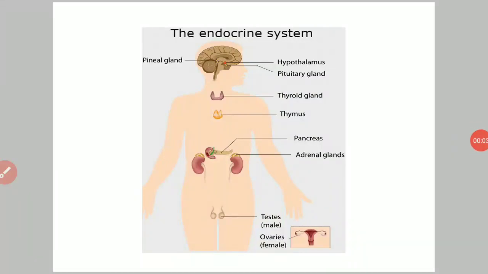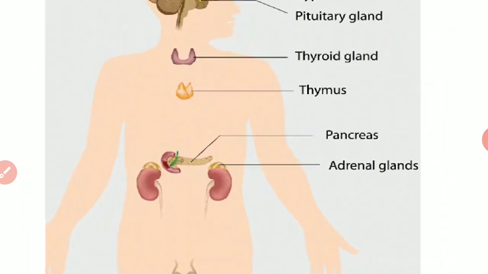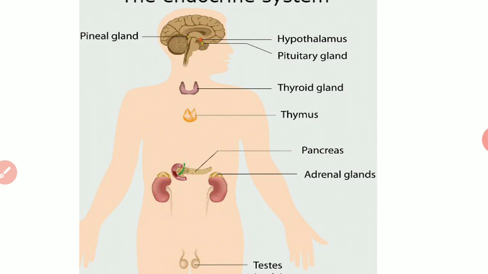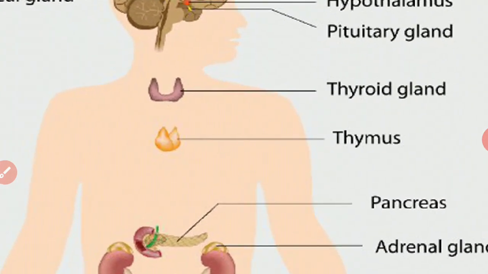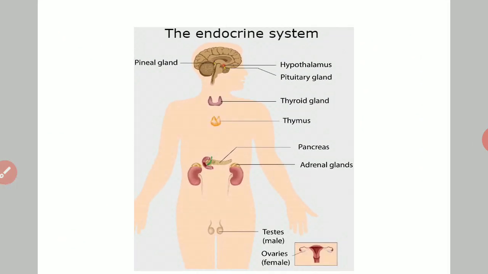Dear students, today we will be continuing the endocrine system, that is the third chapter. In the endocrine system, we learned about different glands: the pancreas and the thyroid gland, their different hormones, and defects related to these glands. Today we will continue on the basis of the last class.